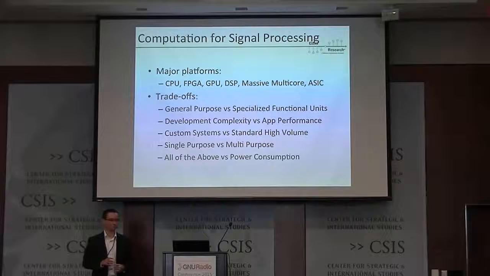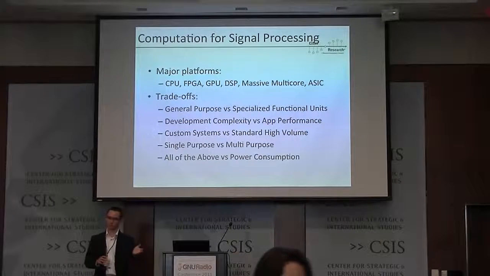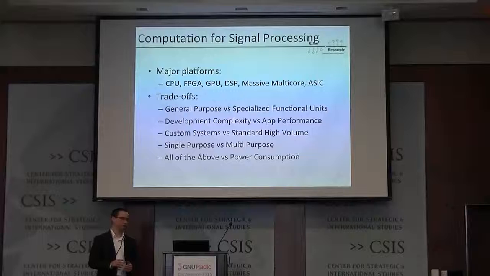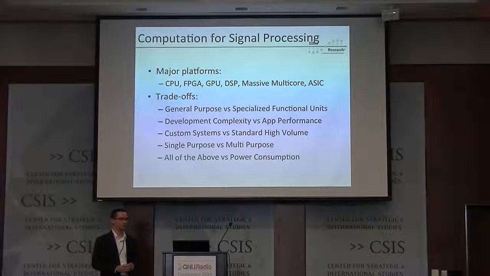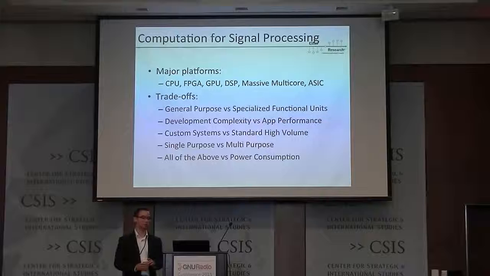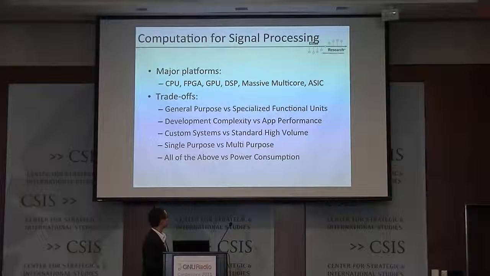Custom systems versus standard high volume. I'm going to use USRPs as an example again. This means building your own custom platform, processor, or radio for each application you have, versus using a general purpose piece of equipment or component and reprogramming as needed. Single purpose versus multi-purpose. A good example of this is FPGA versus DSP. You can program an FPGA to do what you want. A DSP is targeted to one particular area.